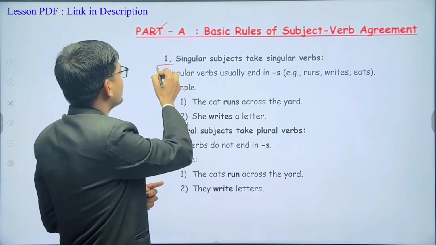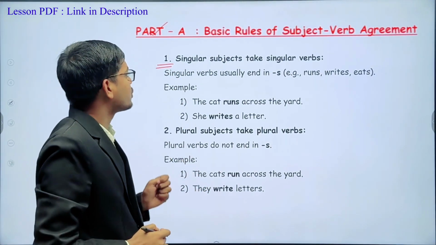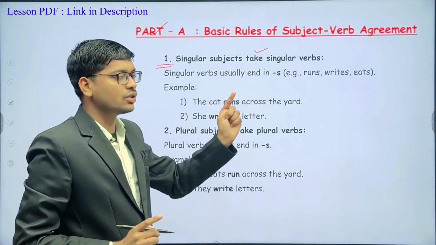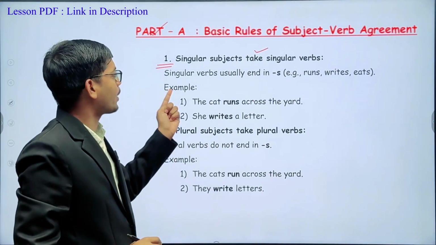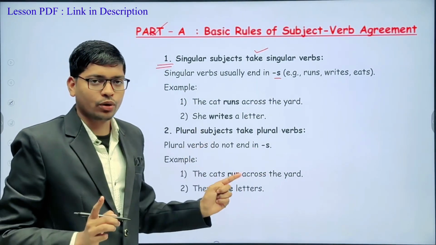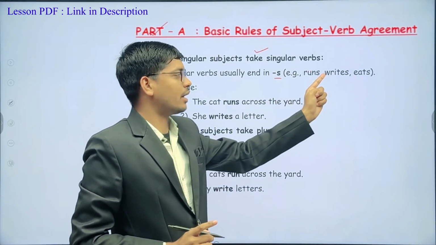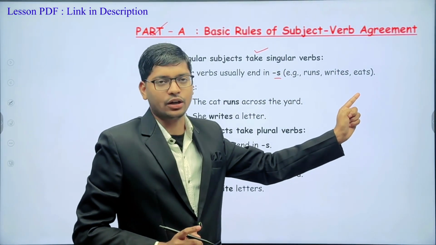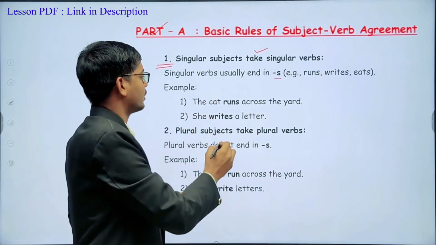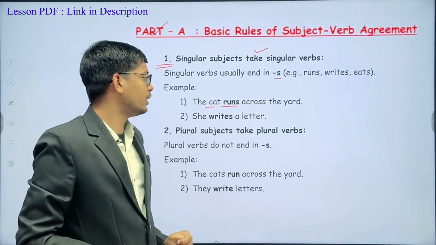The first rule in basic rules is that a singular subject takes a singular verb. Singular verbs usually end in s, for example runs, rides, eats. For example, the cat runs across the yard.